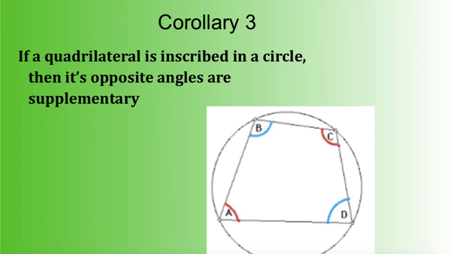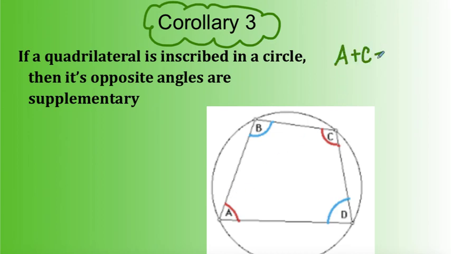All right, last one is, and this one we're going to do an investigation on. If a quadrilateral is inscribed in a circle, then its opposite angles are supplementary. So A plus C equals 180, and B plus D equals 180. All right, and again, we're going to be investigating that tomorrow.